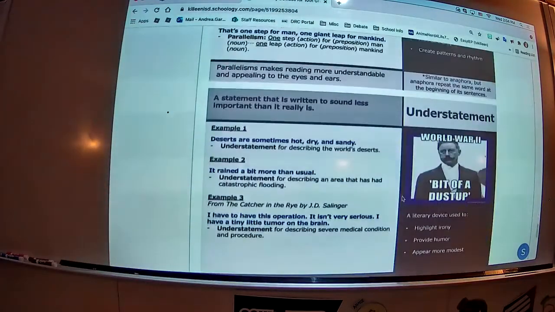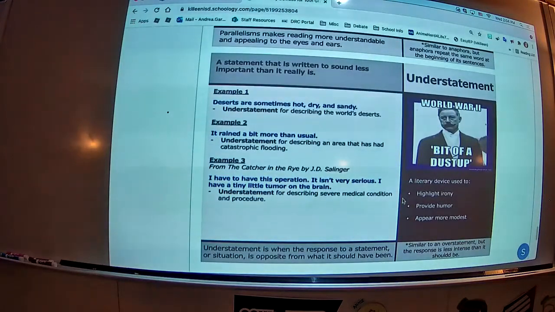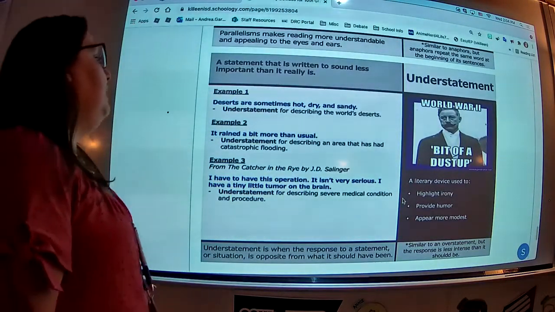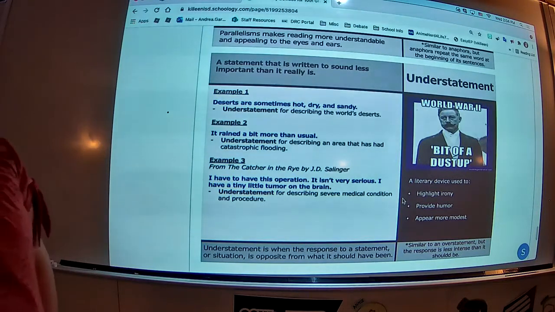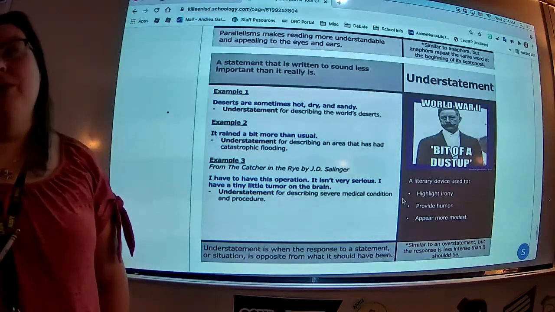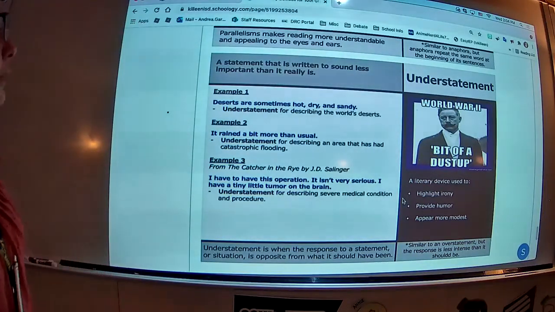And the last literary device for today is an understatement. So it's the opposite of an overstatement. It's when something serious is written to be less important than it really is. So when I said that The Godfather is just a little long, that's an understatement because it's really, really long, like Harry Potter long.